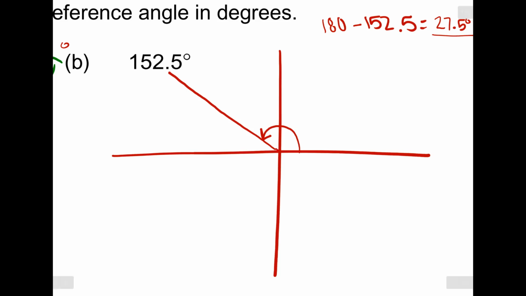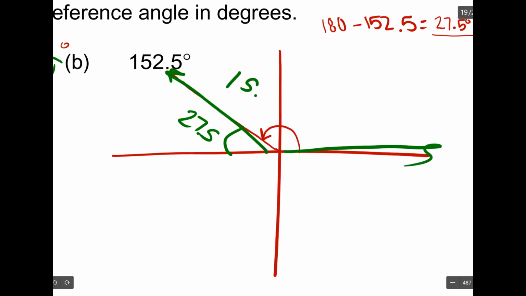What I really want to show people is that this is 27.5 degrees, because this is 152.5 degrees, and together they equal 180. So you can finish. Label degrees for me.